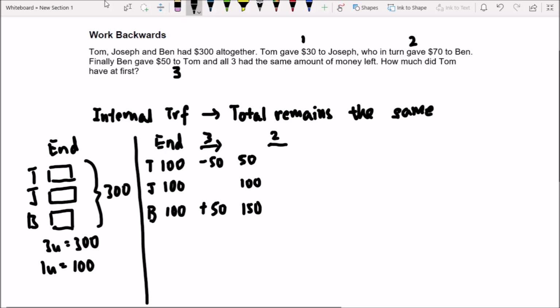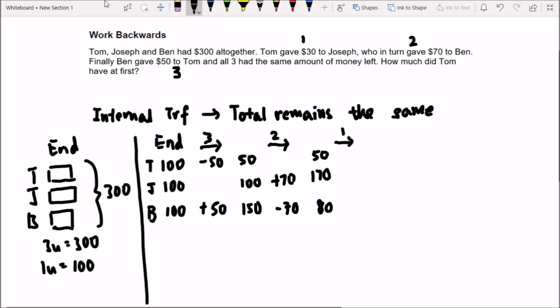In step 2, Joseph gives $70 to Ben. To reverse this, Joseph takes back $70 and Ben returns $70. Joseph ends up with $170 and Ben ends up with $80. Nothing happens to Tom, so he remains with $50.